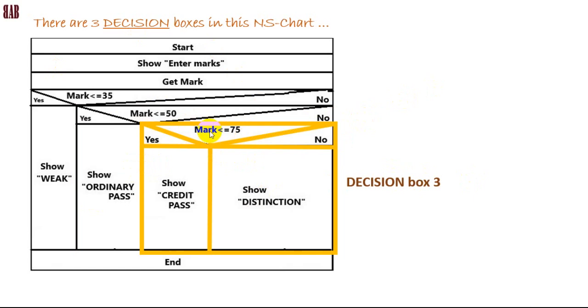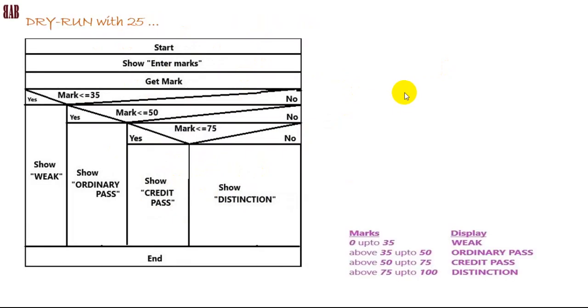Again, a question, condition, a yes and a no, or a yes side and a no side. So this basically is a simple decision box because it has only show credit pass on one side and show distinction on another side, whereas the other two had more work than that. Okay, anyway, so that is the bottom line. We have three decision boxes in our NS chart. Okay, so let's start off.